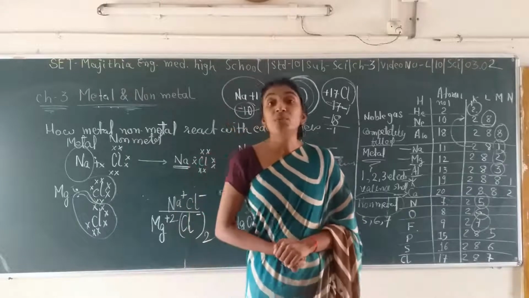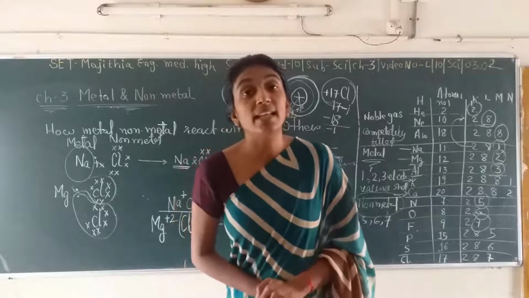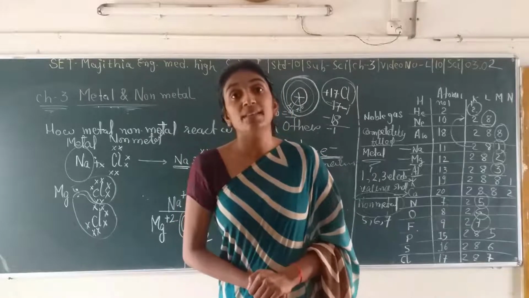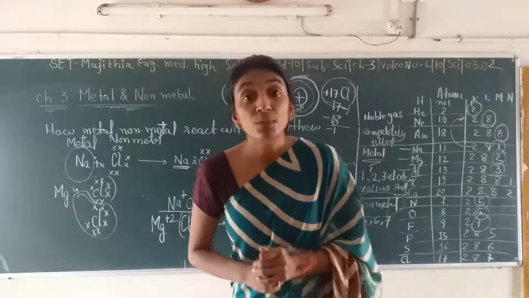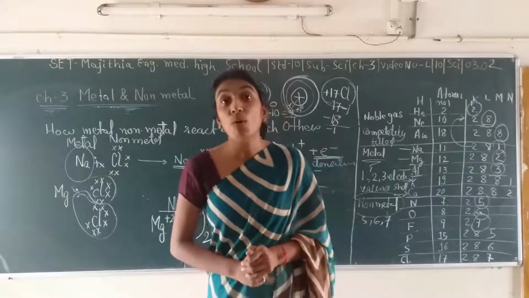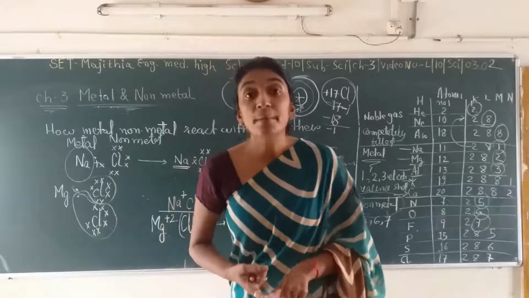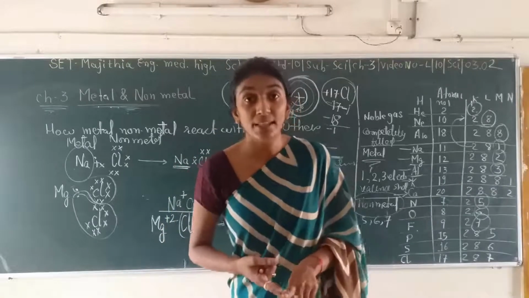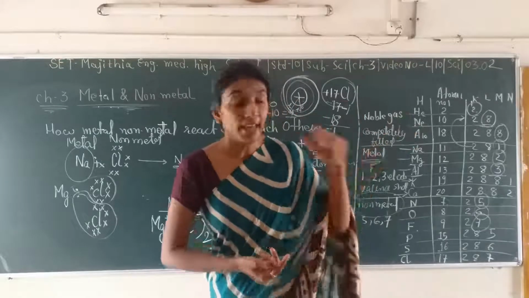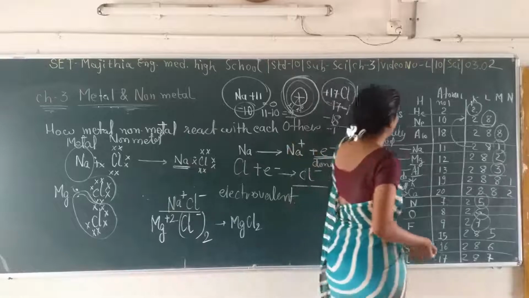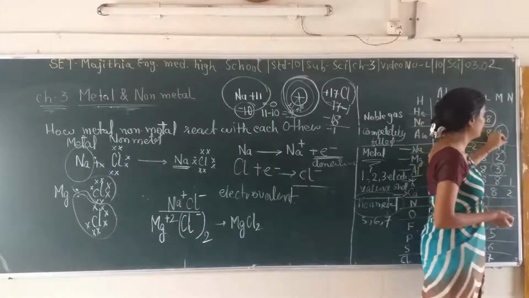And if the outermost shell is completely filled, or the valence shell is completely occupied, then we call them noble. Examples of noble gases are helium, neon, argon, krypton, etc. Their outermost shells are completely filled.